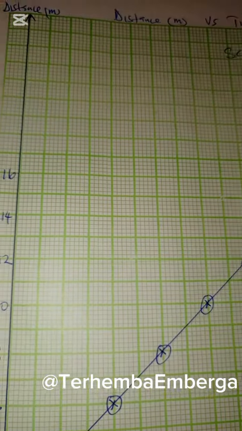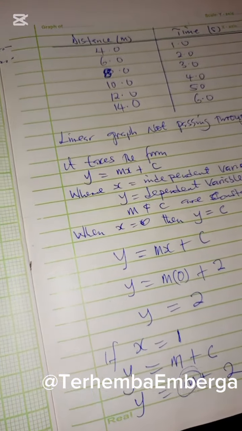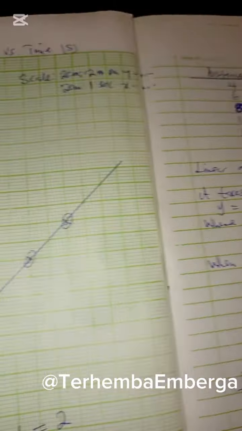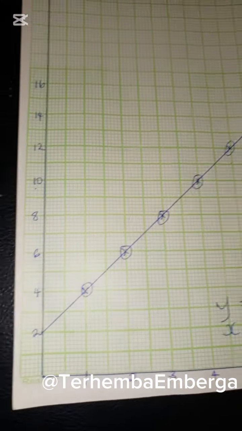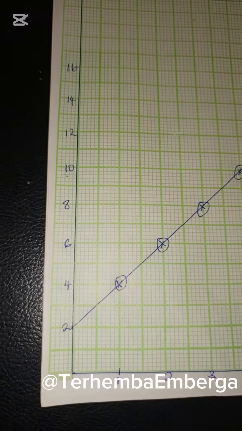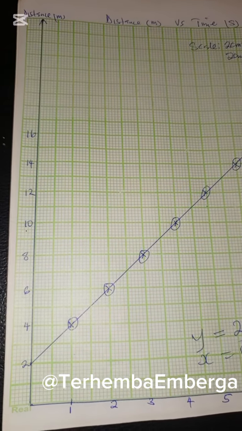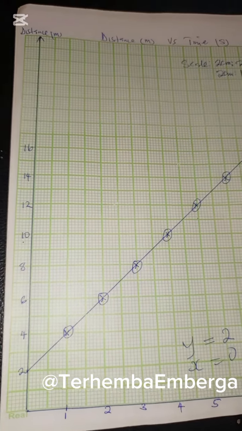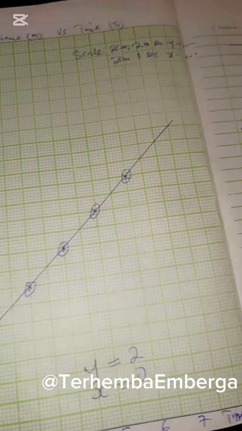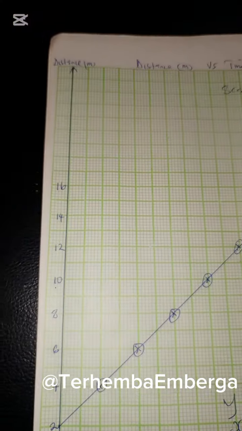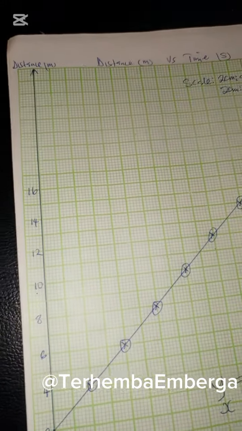So if you are asked to find the intercept, that is what you do. It is the point where your best line of fit intercepts the y-axis. So this is how we read it and how you take your readings on the graph.